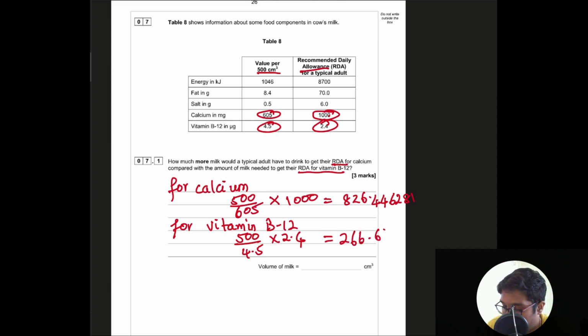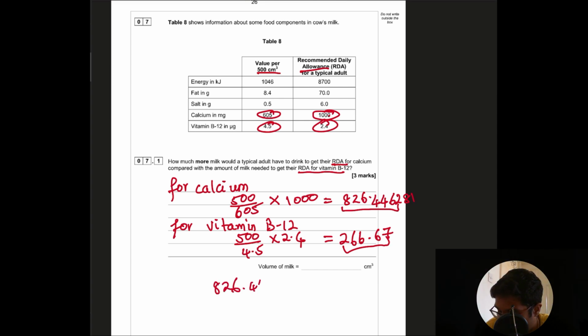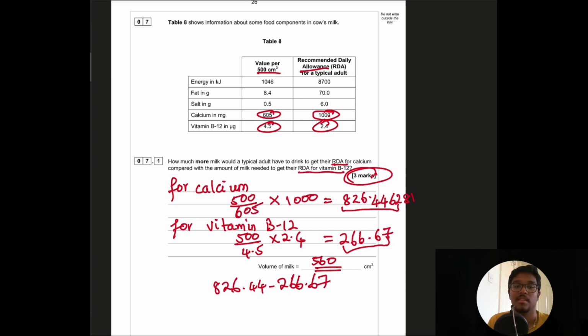266.67. Therefore, the volume of the milk would be the difference between this and this. So if we do that, 826.4 minus 266.67, we should get an answer about 560 centimeter cubed, which is our final answer. This will give you the 3 marks. The next question.